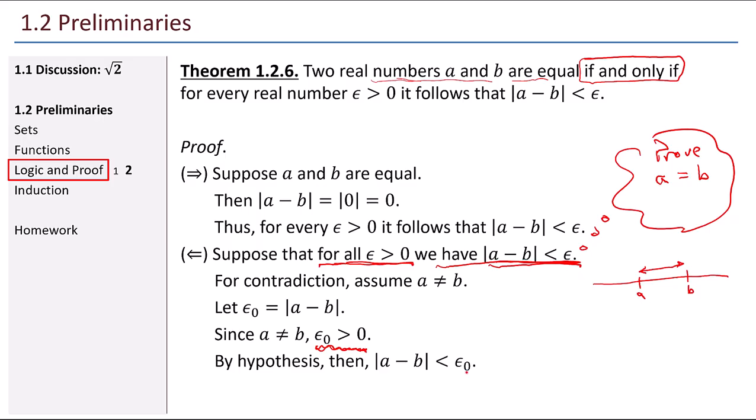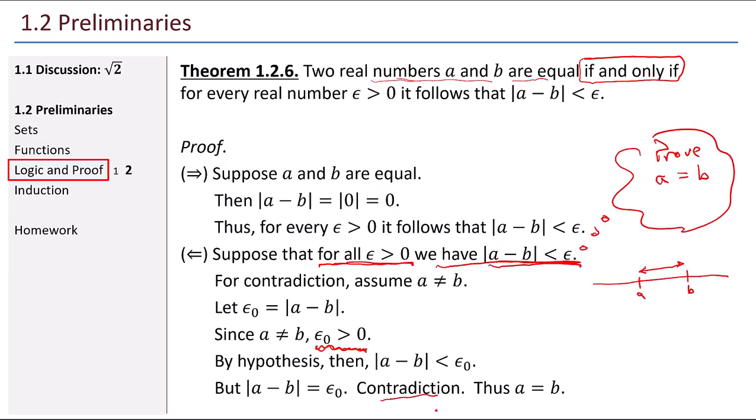But this is ridiculous, right? Because what is epsilon naught actually? Epsilon naught is the absolute value of A minus B. But the absolute value of A minus B is epsilon naught. I can't have the absolute value of A minus B strictly less than the absolute value of A minus B.